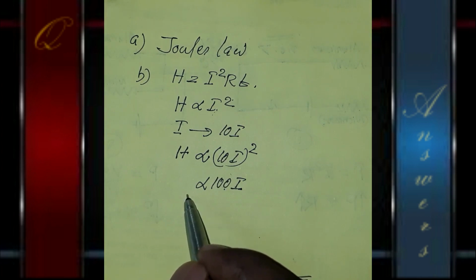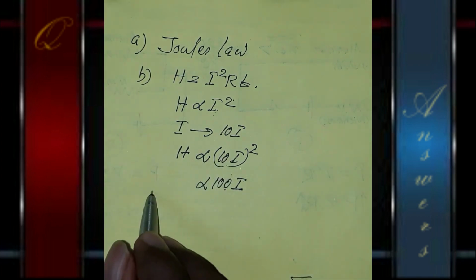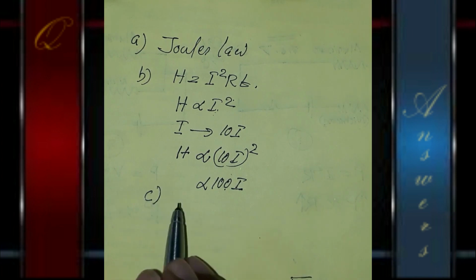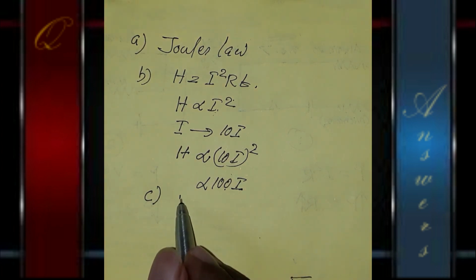That is the answer. Then the C question is, if we double the resistance of the conductor, what will be the change in heat energy? You are doubling the resistance without changing the voltage. Then what happens to the heat energy? You know the equation for heat or power.